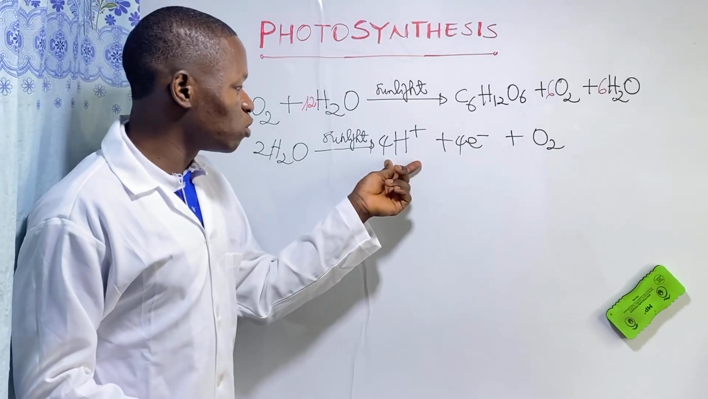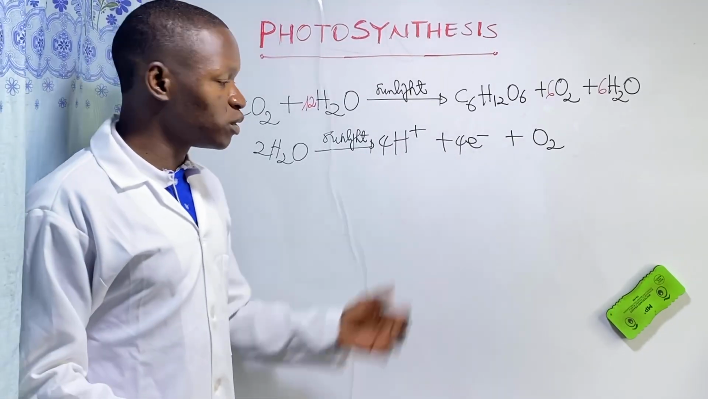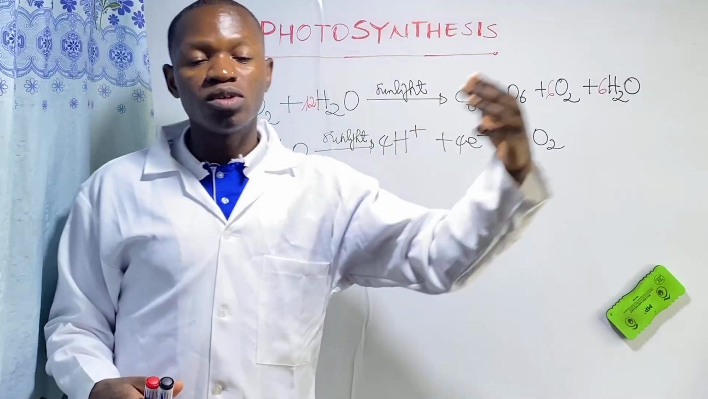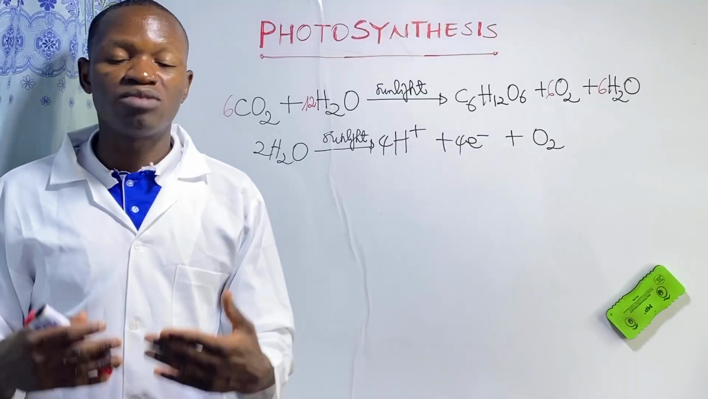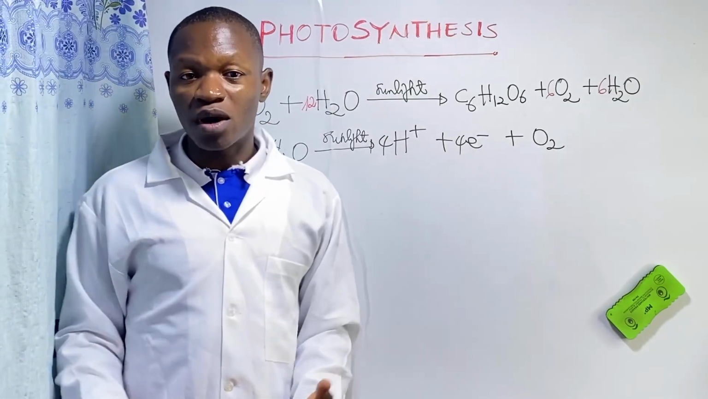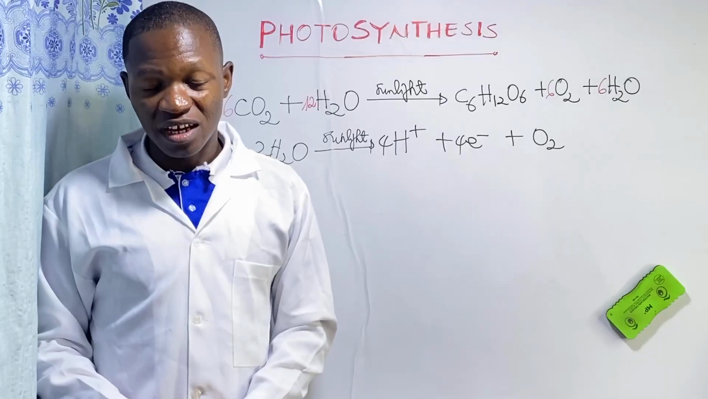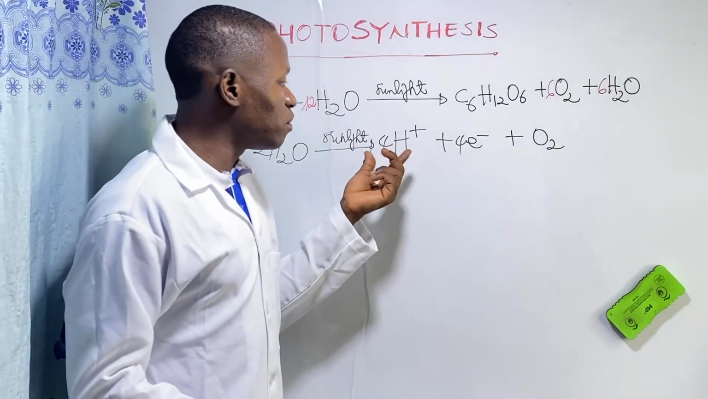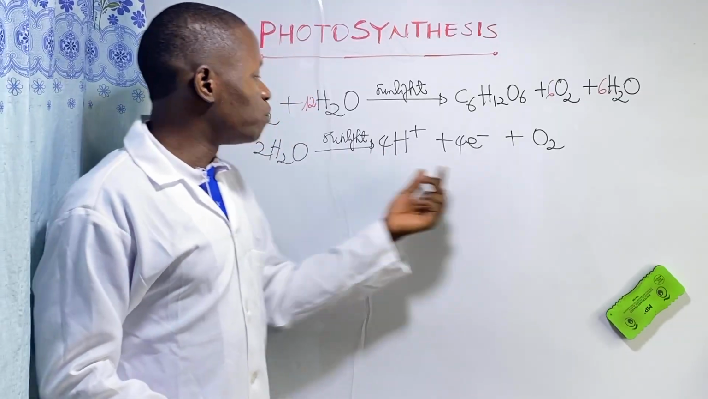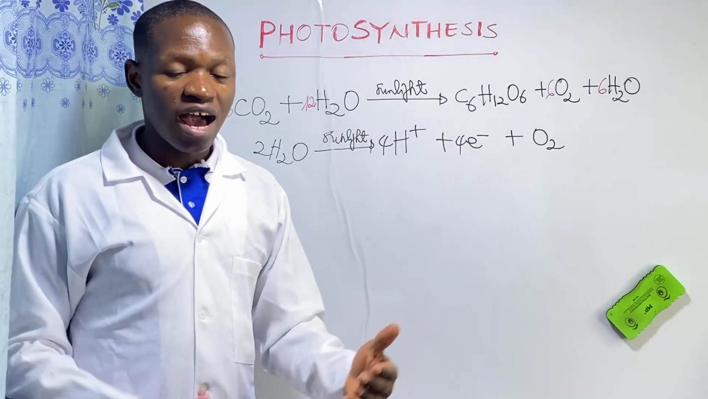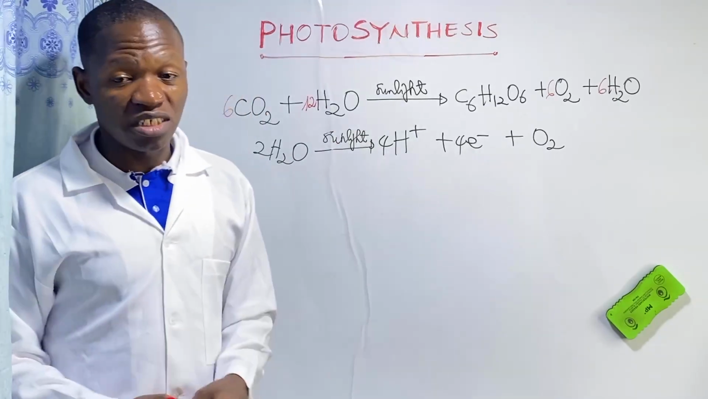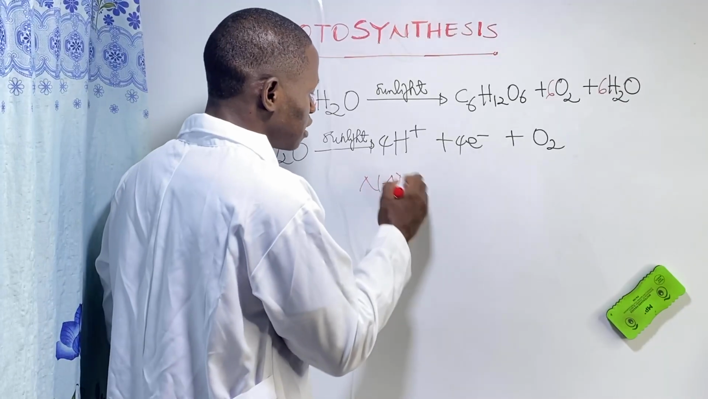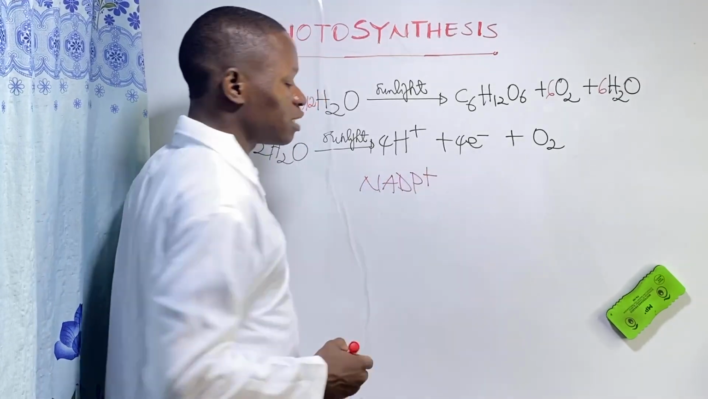So after this hydrogen and protons are produced, what happens to them? They will be carried to the light independent reactions where they shall be used to reduce a compound that we call glycerate phosphate into glyceraldehyde phosphate. So the hydrogen, the proton and the electron produced in the light dependent reactions are later on carried. There's a messenger that comes to carry them, and that messenger we call oxidized NAD.